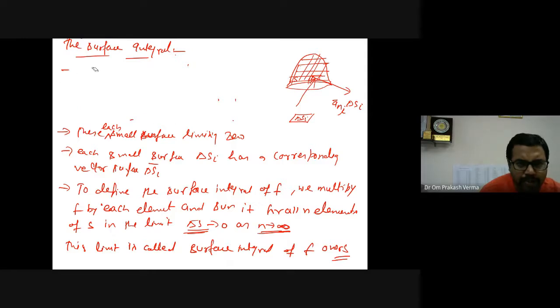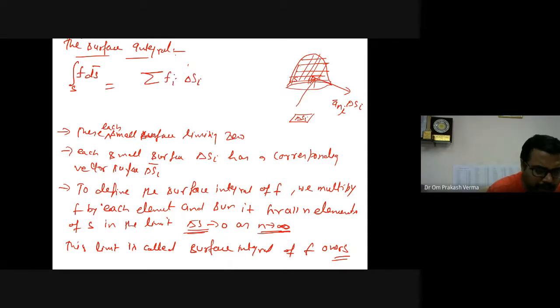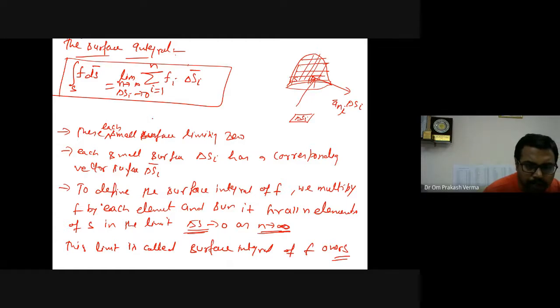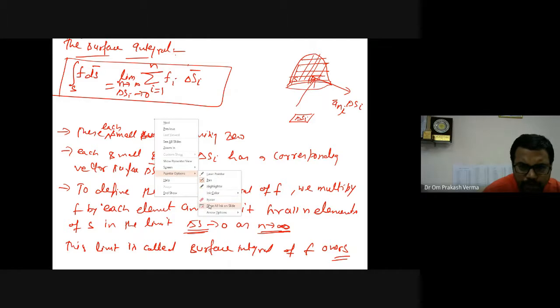And it is defined as the surface integral of F over ds, and it is calculated by F_i delta S_i, with the limit n tends to infinity, delta S_i tends to zero, and i changing from 1 to n. And this is nothing but the surface integral. So you can generalize this equation.